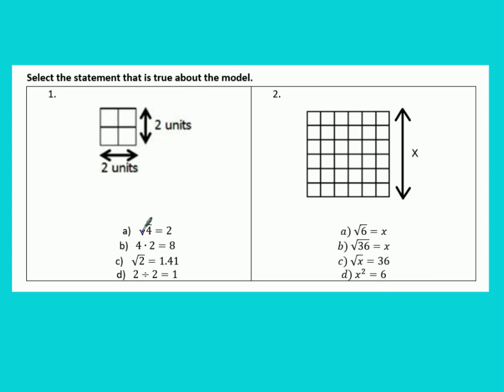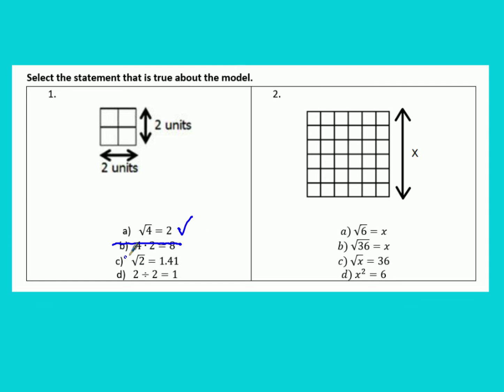So in part A, it said the square root of 4 equals 2. Well, we know that's true, so let's put a check mark next to it. Here, 4 times 2 is 8. That's a true statement, but our model has a square that's 2 by 2. Our side lengths are not 4 by 2, so this is not true about our model, so let's cross it out.